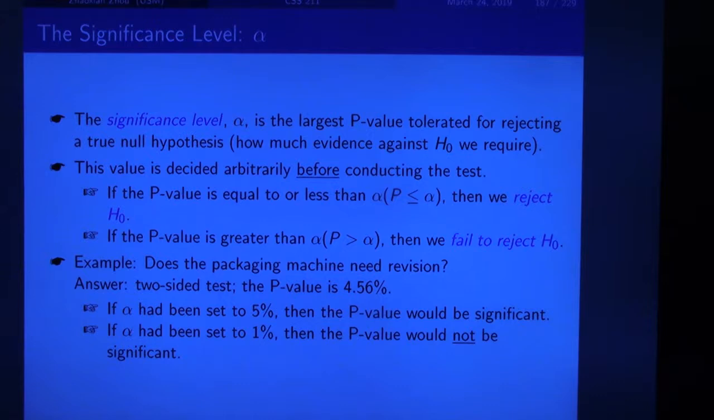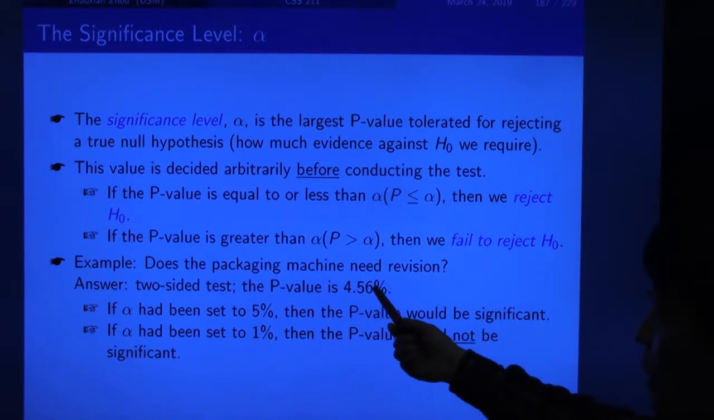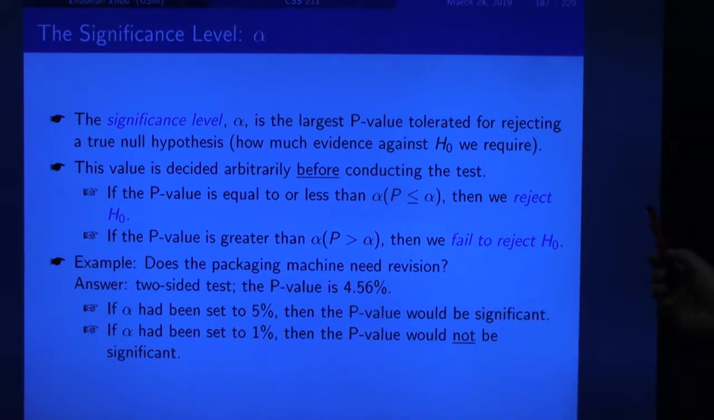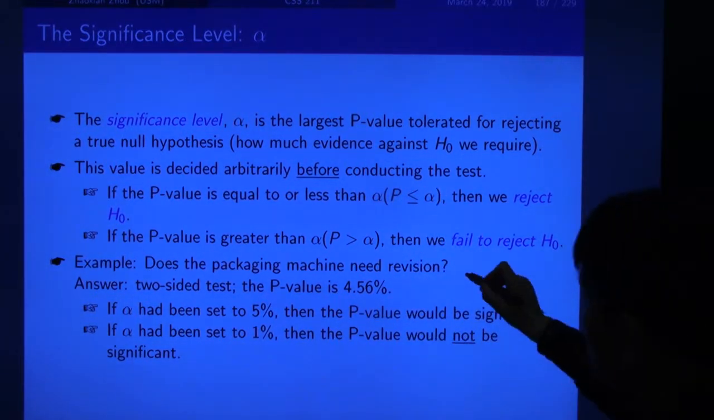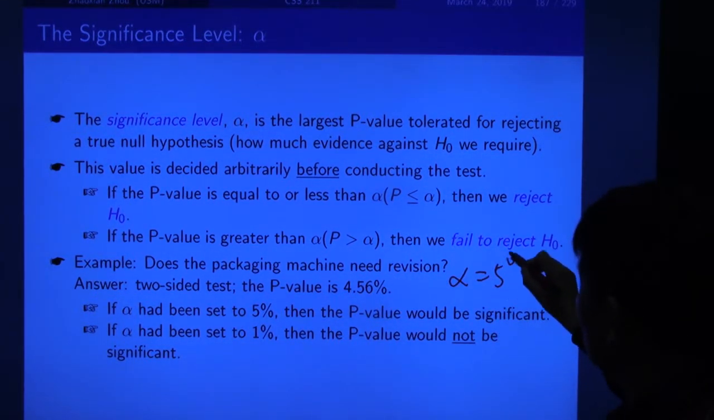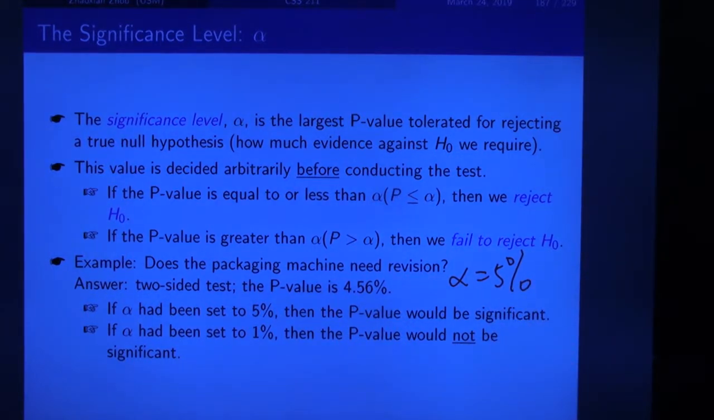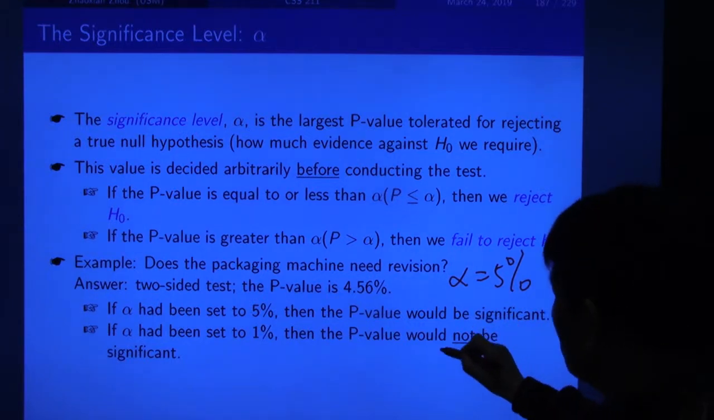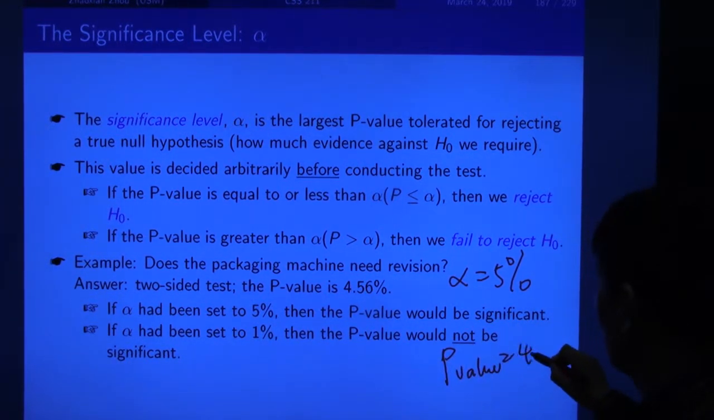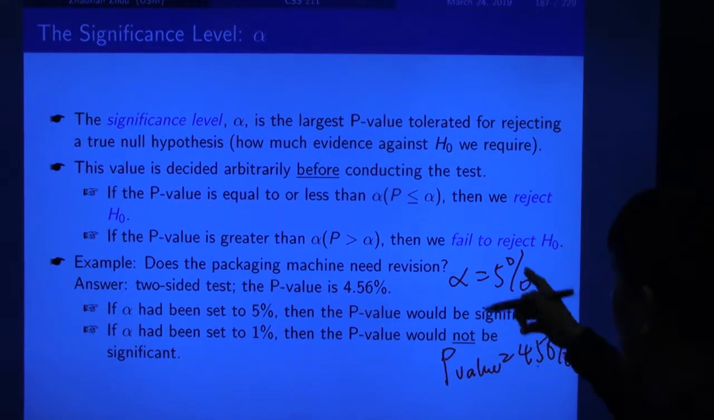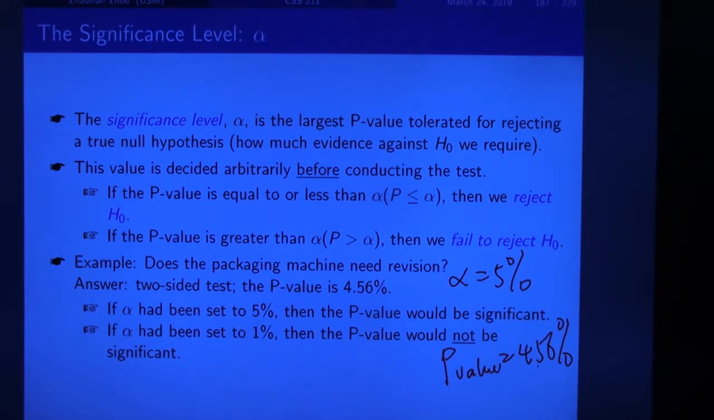In our example, again, does the packaging machine need revision? Before you do this example, we set the significance level alpha equals 5%. Then your conclusion will be, because your p-value equals 4.56% and is less than this, we state that it is significant, so we reject H0.